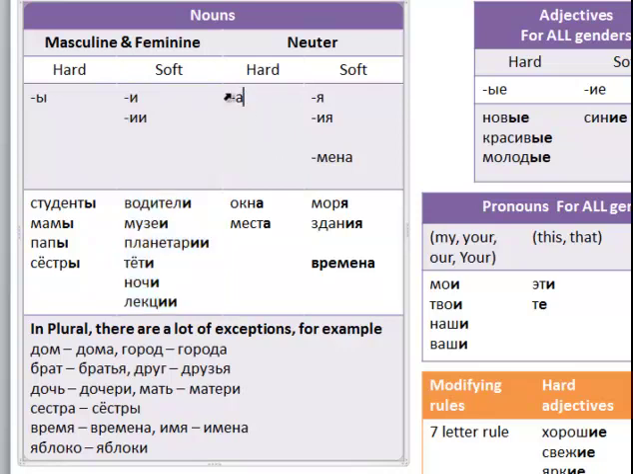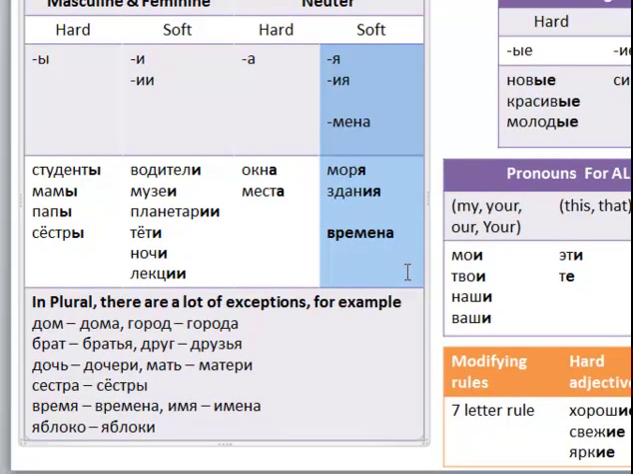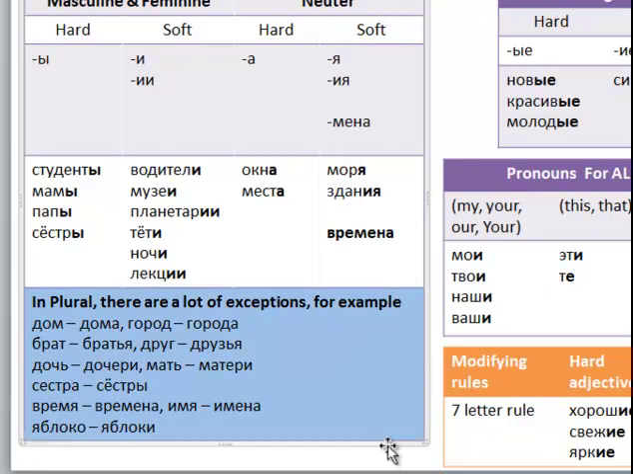For the neuter, the hard ending for plural is «а». For example, окна, места. The soft ending are «я» or «ия». For example, моря, здания. And for the neuter nouns that end in «мя», the plural ending is «мена». For example, времена. In plural, there are a lot of exceptions. For example, дом, дома, город, города, брат, братья, друг, друзья, and so on. It's better to learn the plural form when you learn the vocabulary.